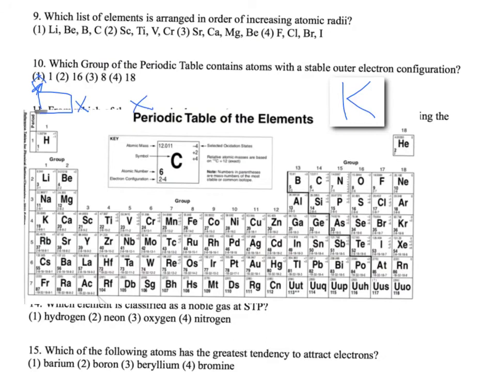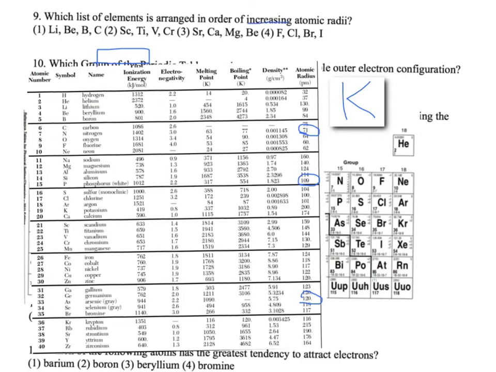Question number 9 asks us which list of elements is listed with increasing atomic radius. Now you could memorize the trends for atomic radius, though I don't recommend it. Simply use reference table S. So again, we're looking for increasing atomic radius, and we're going to begin with lithium, beryllium, boron, and carbon. Lithium is number 3. As we look here, 130, 99, 84, those are decreasing atomic radii. So number 1 is not the choice.